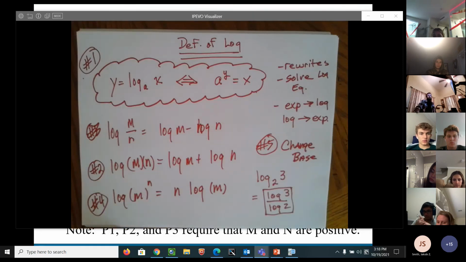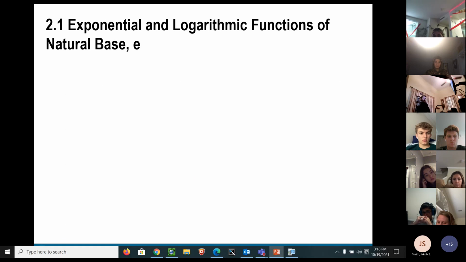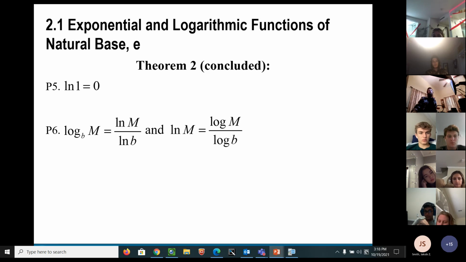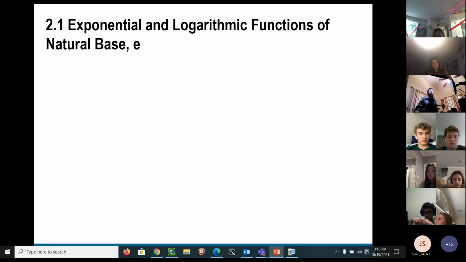Okay. Now they're probably going to give us a couple of examples of how to go from an exponent to a logarithm, or rewrite, one of the two. There's another property. There is the change of base formula. Natural log of e to the x. We'll get to that.